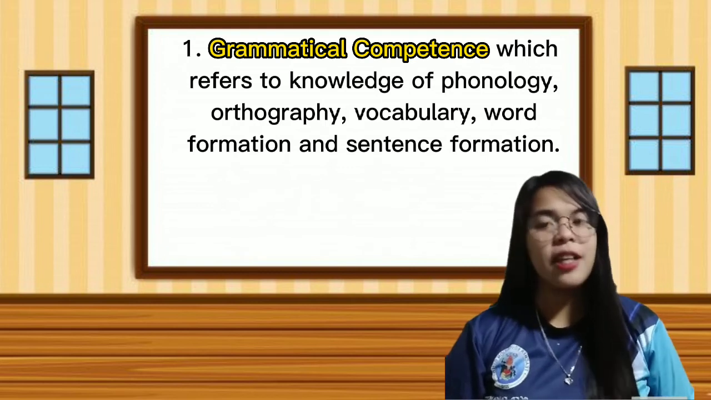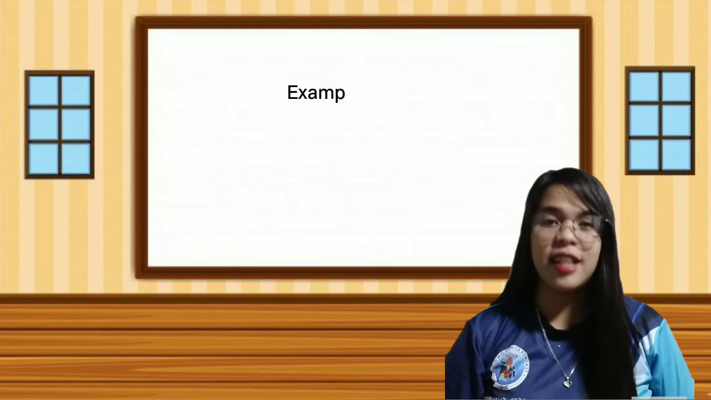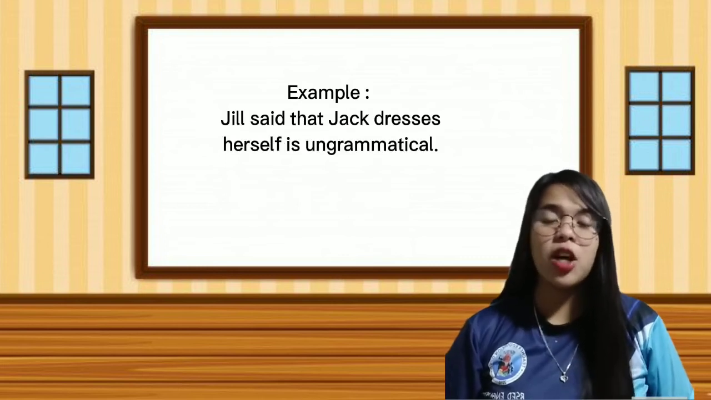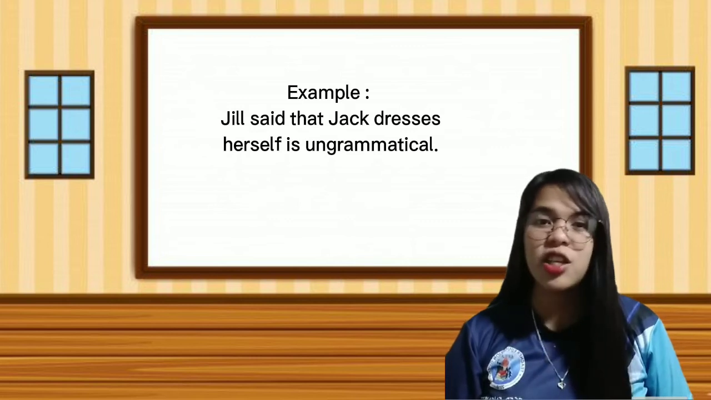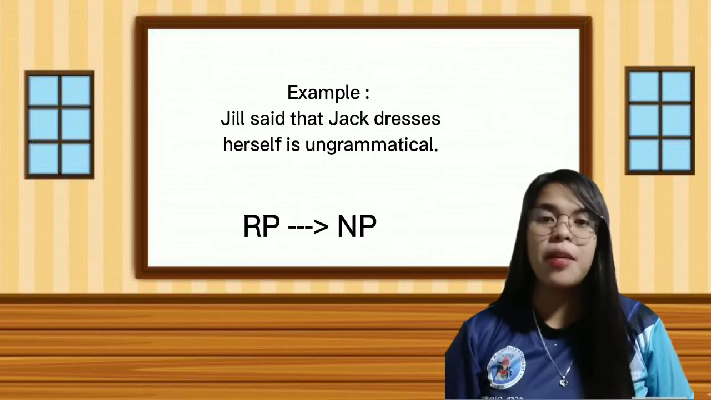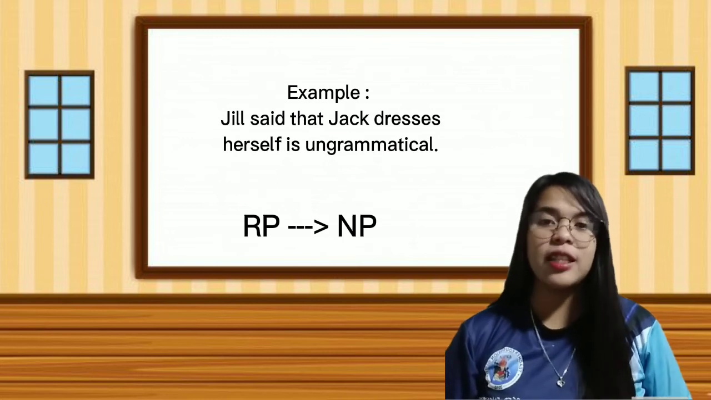A sample scenario of this is when Jill said that "Jack dresses herself" is ungrammatical. It is because Jill has a tacit knowledge of the grammatical principle that reflexive pronouns must refer to an NP, or a noun phrase, in the same clause.